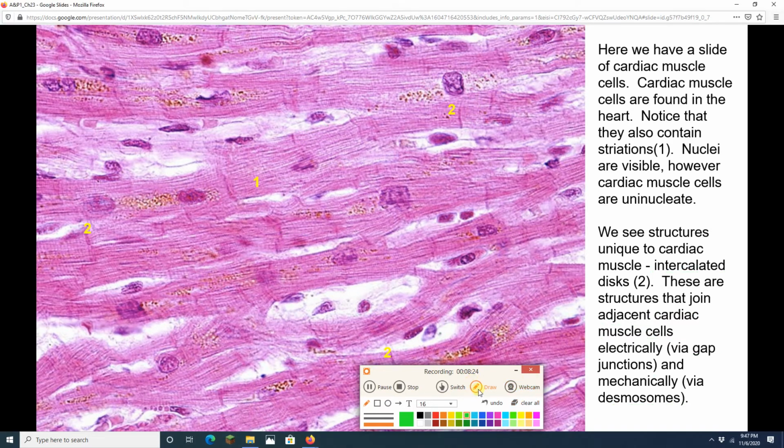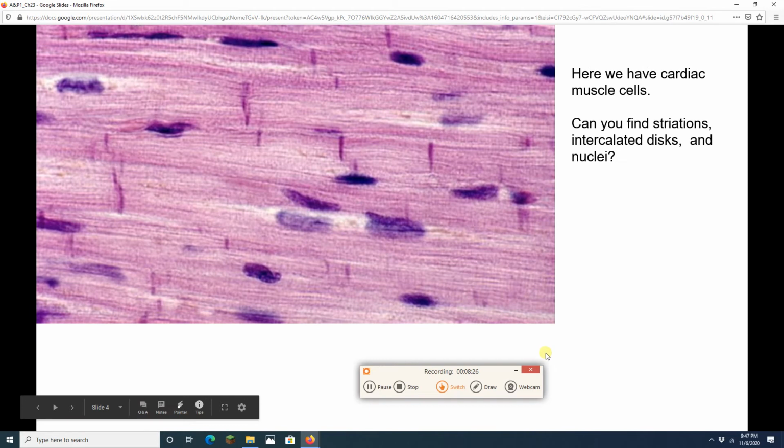Okay, wonderful. Let's keep on going. I want you to pause it on this one. Look at the cardiac muscle cells that we have here. Find me some striations, some nuclei, and some intercalated discs. You cannot miss the intercalated discs here. They are extremely apparent and very, very nice.